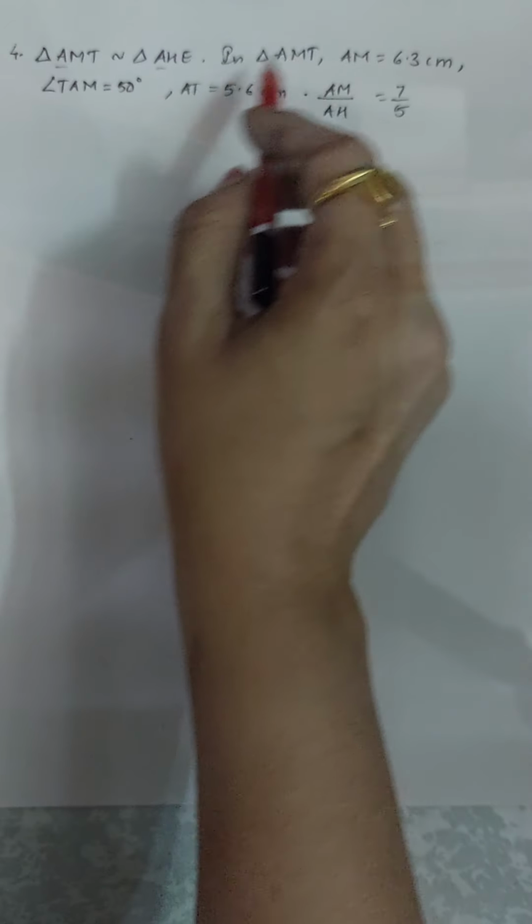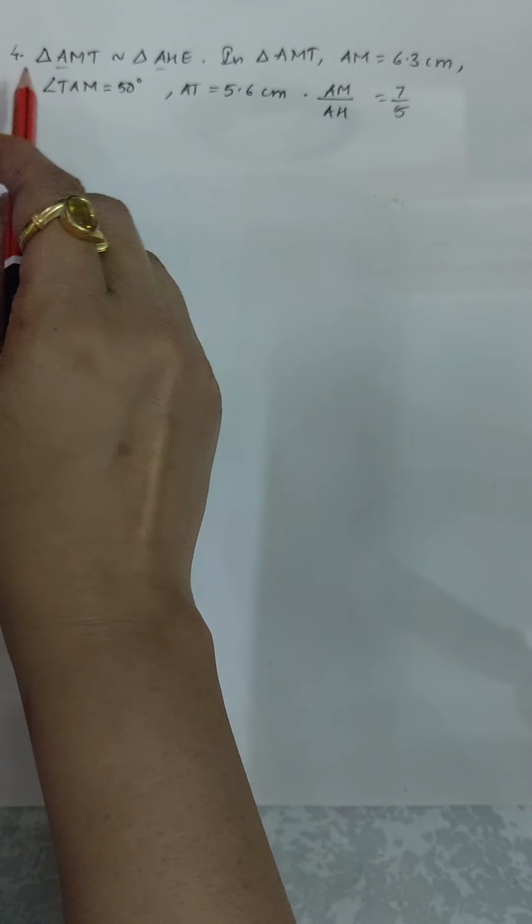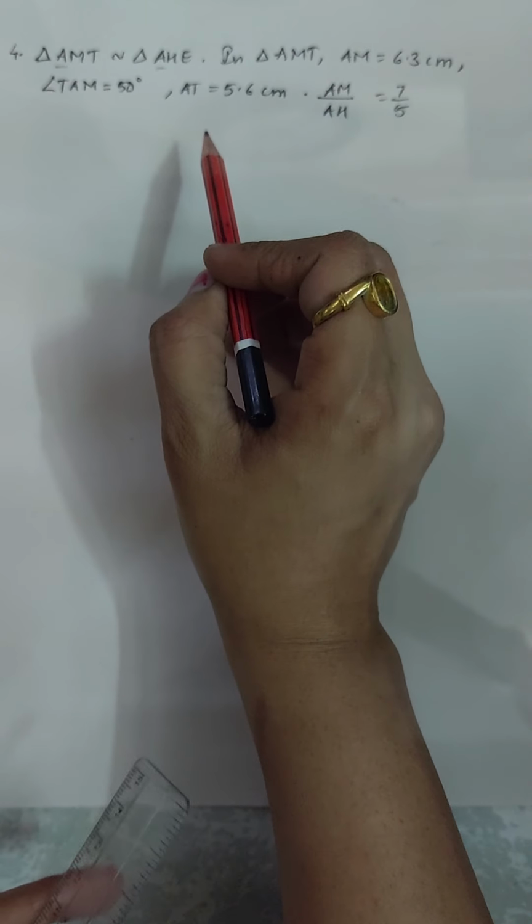Now AM and AT, there are two segments given to us. We have to choose which one to take as a base. I have told you that we usually take the base of those segments which have the common vertex in them, like AMT and AHE, so A is common to both, right? So A I'm going to take in both the places. AM and AT both have A in them, so you can take whichever you want. Either you take AM or you take AT.